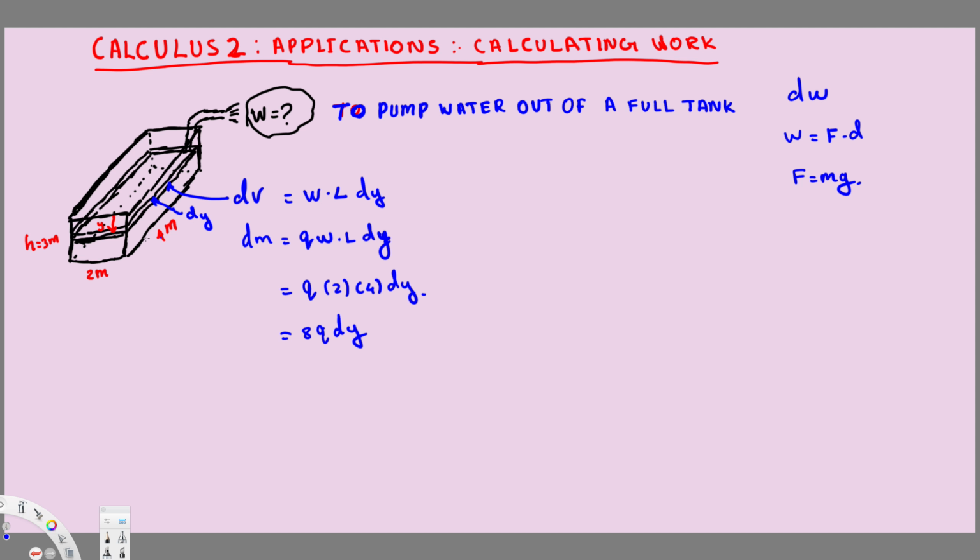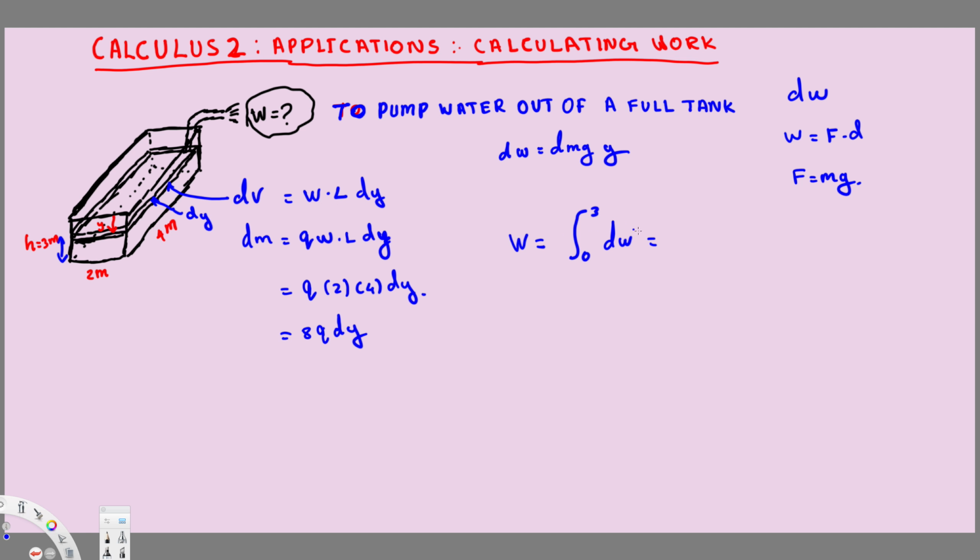To find the whole tank, we have to integrate this one. So work is going to be going from, the height is 0 to 3 meters, the total height h is 3 meters, so it's going from 0 to 3, of dW. We have the mass. dW is going to be equal to dm g y, mass times acceleration due to gravity times the height. dW is equal to dm g times y, right?